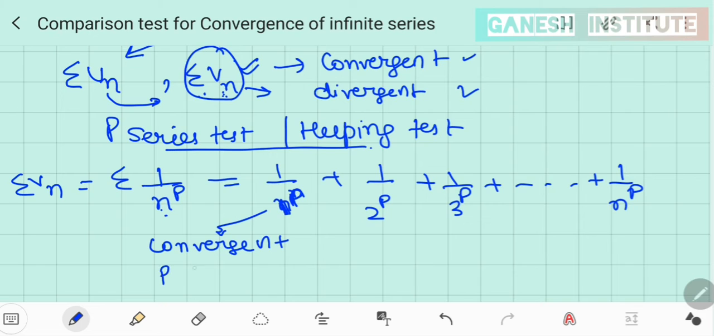Okay, now it would be convergent if p is greater than 1. If p is greater than 1, then convergent, and if p is less than or equal to 1, then divergent. Okay, now your question would be how we will find this vn.